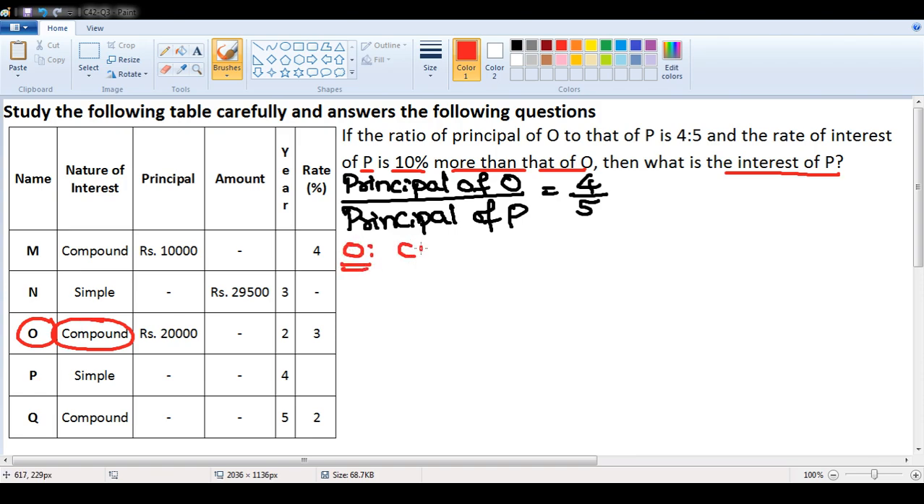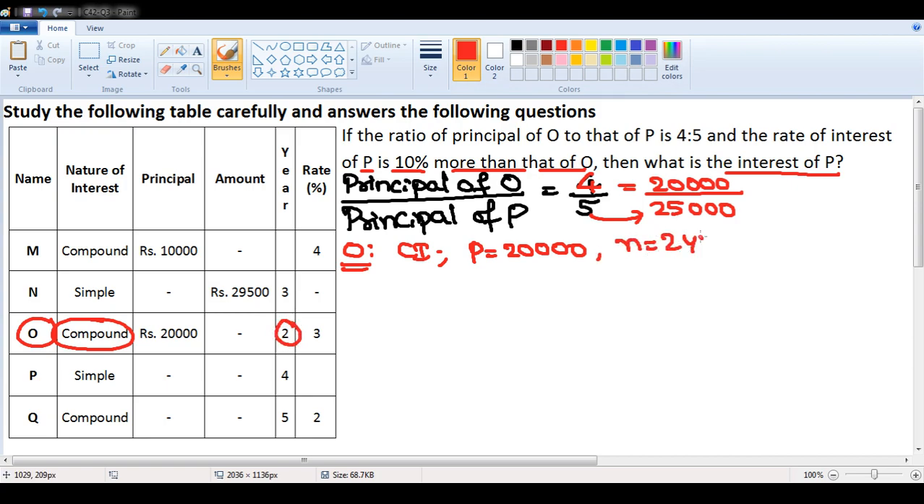O is under compound interest. It is given in the table that the principal of O is 20,000. Here, according to the ratio, it is 4. According to the question, 4 into 5,000 is 20,000, and 5 into 5,000 is 25,000. The principal of P is 25,000, and the number of years is 2 years, and the rate of interest is 3%.